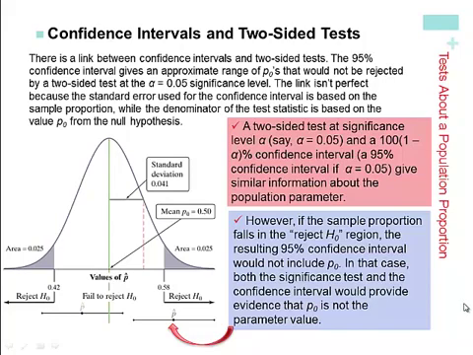Again, the main difference is that in a significance test, you're basically just trying to reject or fail to reject a given null hypothesis. In a confidence interval, you're trying to find what the plausible values of the population parameter are.